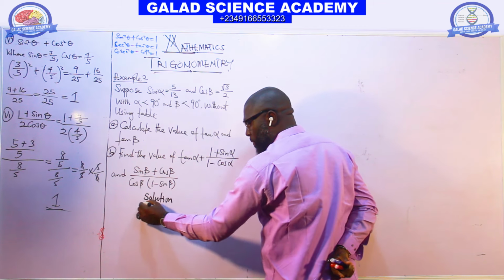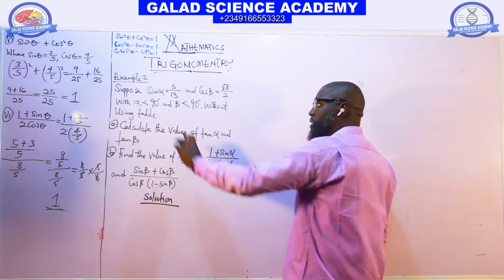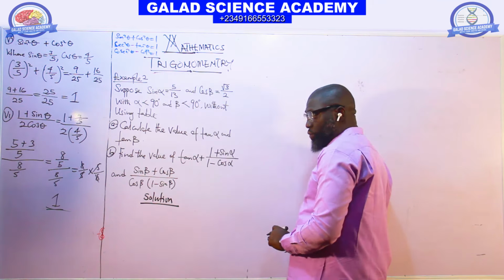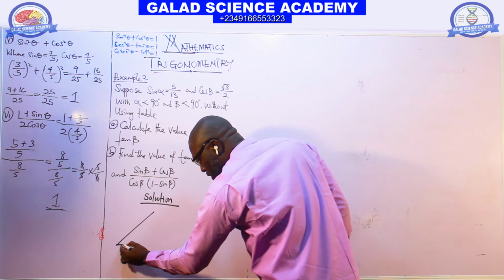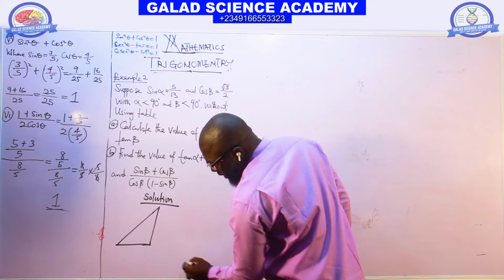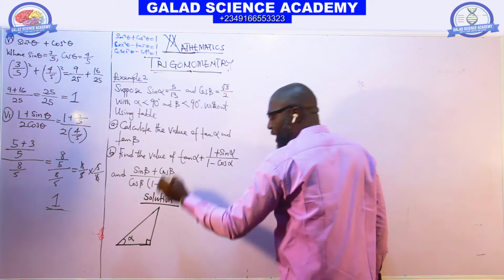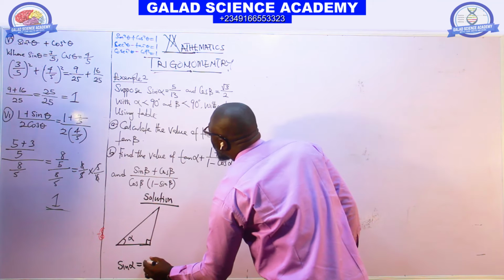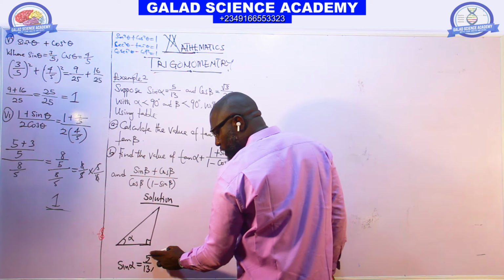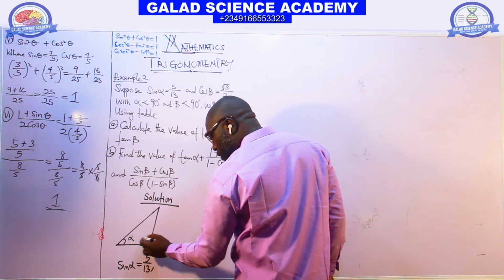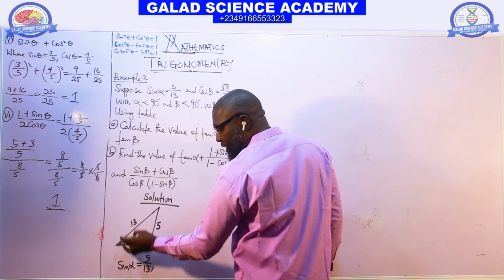Solution. For this kind of question, we are given two angles. The first one is sine, the second one is cos. So for this kind of question, you first of all draw two right angle triangles. This is angle 90, here is alpha. We are given that sine of alpha is equal to 5 over 13. This is opposite, this is adjacent, so here we have 5, and the hypotenuse is 13. We are looking for this side.